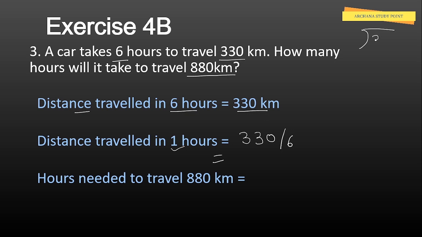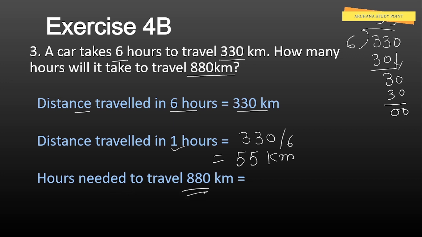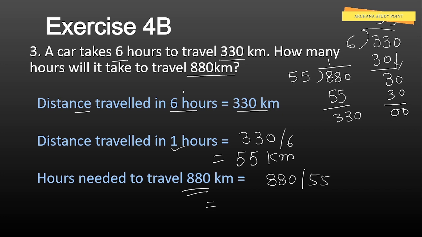Let's do it. 330 divided by 6, 6 5s are 30, leaves us a remainder of 3. We'll bring down the 0, 6 5s are 30 again. Gets a remainder of 0, and the answer is distance traveled in 1 hour equals 55 kilometers. So hours needed to travel 880 kilometers. How will we find out this number? We will divide 880 by 55 kilometers, and this will give us the number of hours needed. Let's do it. 880 divided by 55. 55 ones are 55, and 55 times 6 is 330. The answer is 16 hours.